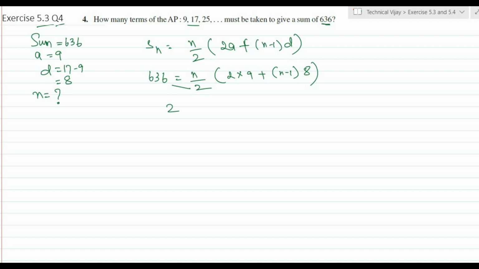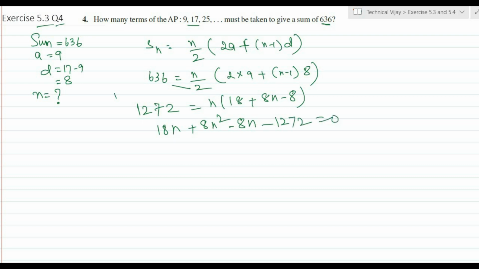636 into 2: 2 6s are 12, 2 3s are 6, 1, 7, 2 6s are 12. This is 1272 is equal to N into 9 into 2 is 18 plus 8N minus 8. Okay. So now here 18N, this we will bring to our LHS side. 8N square minus 8N plus 18N minus 1272 is equal to 0. Okay. So 8N square I will write first. Then minus 8N plus 18N, so this is plus 10N minus 1272. Okay. This is equal to 0.